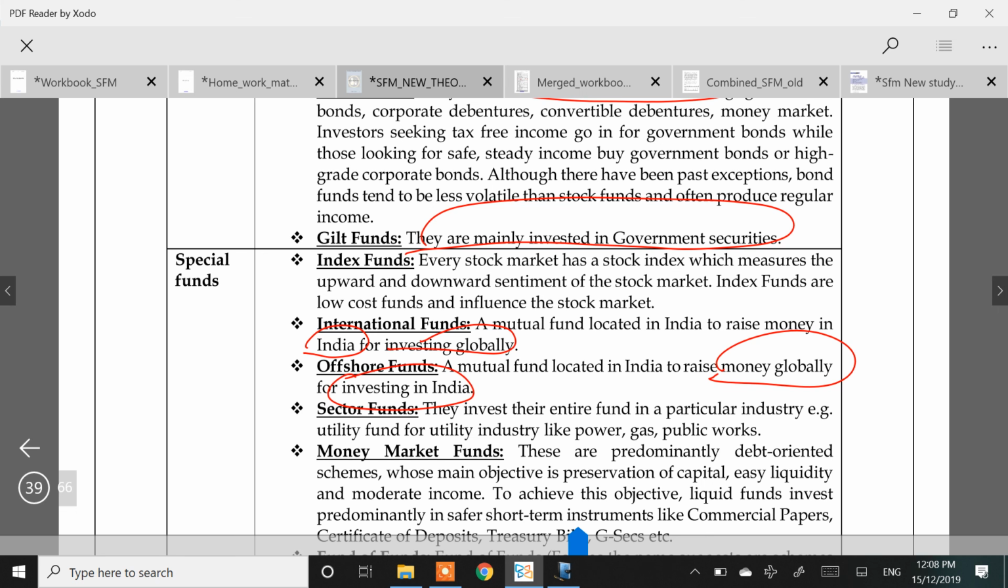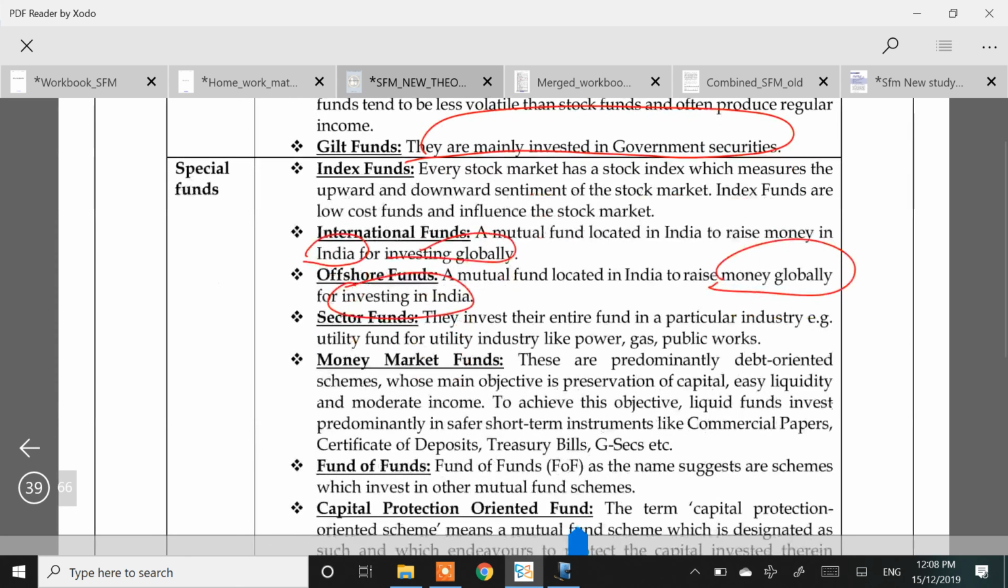You also have sector funds, which make investments in a particular industry. Money market funds make investments in short-term interest securities, whose main objective is to preserve capital and ease liquidity. Fund of funds is going to invest money in other mutual funds.